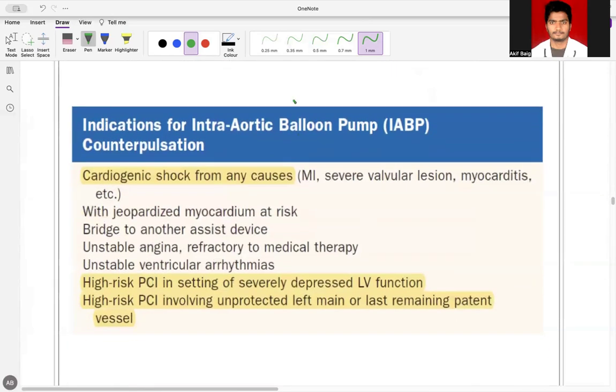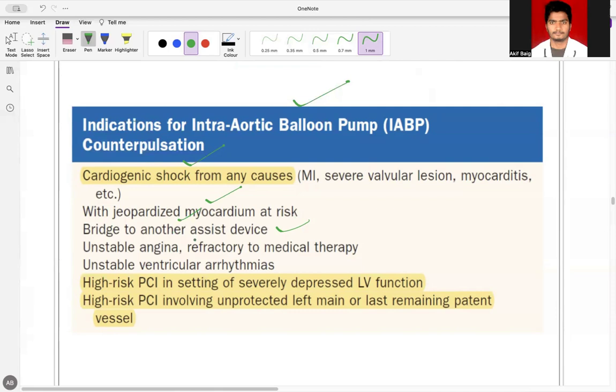What are the indications for IABP? IABP can be given in patients with cardiogenic shock from any cause whatsoever. It can be used in patients with jeopardized myocardium which is at risk. You can use it as a bridge to another assist device. Suppose you are planning for another mechanical circulatory device; till then you want to keep the patient on a mechanical support device, you can use it as a bridge.